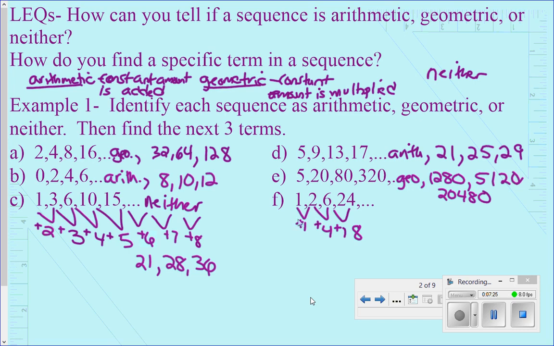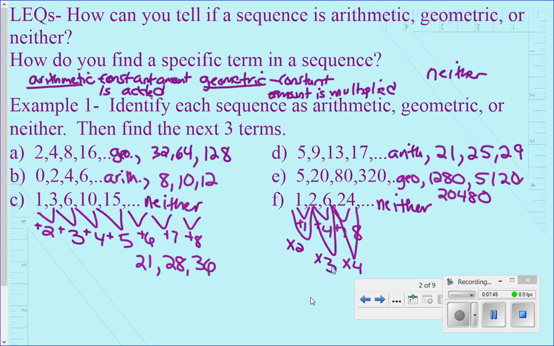Divided. 2 divided by 1 is 2. 6 divided by 2 is 3. And 24 divided by 6 is 4. So those are the numbers that are being multiplied: times 2, times 3, times 4. Hopefully once you've written those, you see the pattern. It's definitely not geometric because we don't have the constant amount, so it's a neither.